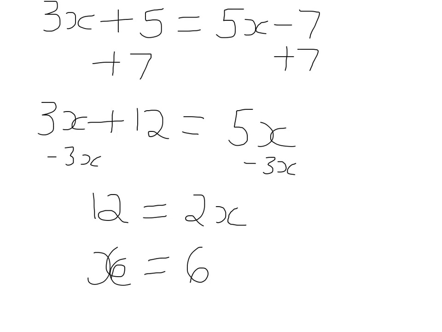I'd recommend that you go back and substitute that value into the equation to check that it works. So if x is 6, 3x would be 18, add 5, which is 23, and 5x would be 30, take away 7, that would also be 23, so I know that I'm right.